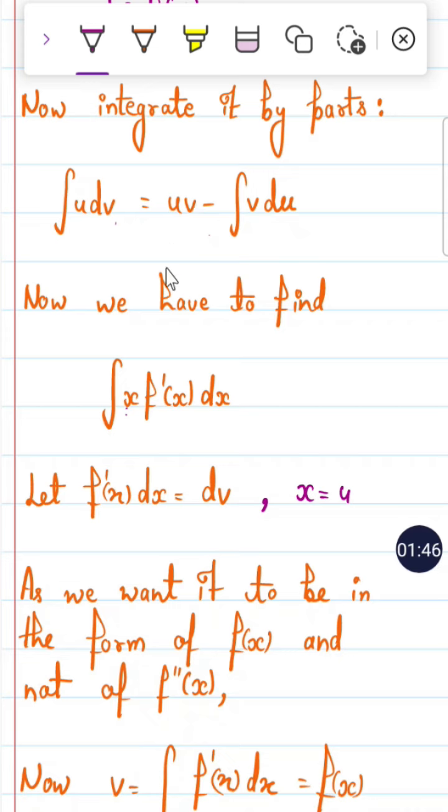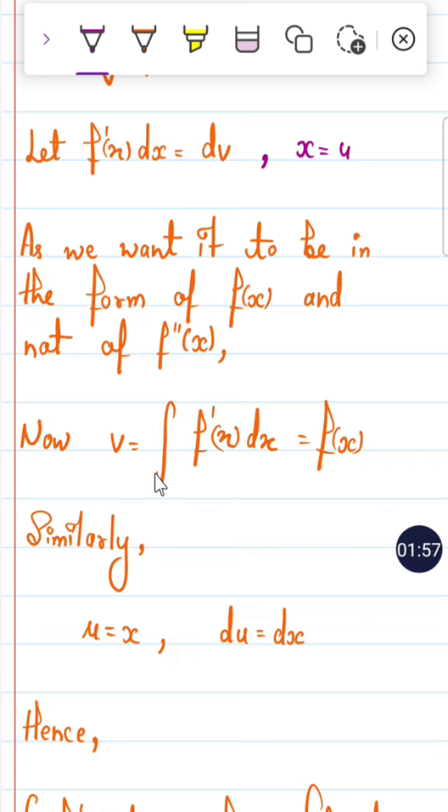What is v? Because there is no v given, we will let it be from dv. So we will first have to find out what v is. Let v be equal to the integral of f dash of x dx, because when we integrate it, it gives us the value of v, right? So v is equal to the integral of f dash of x dx, which is equal to f of x.